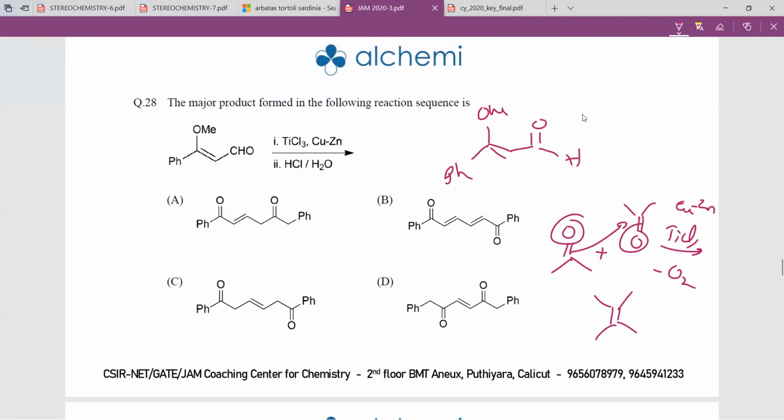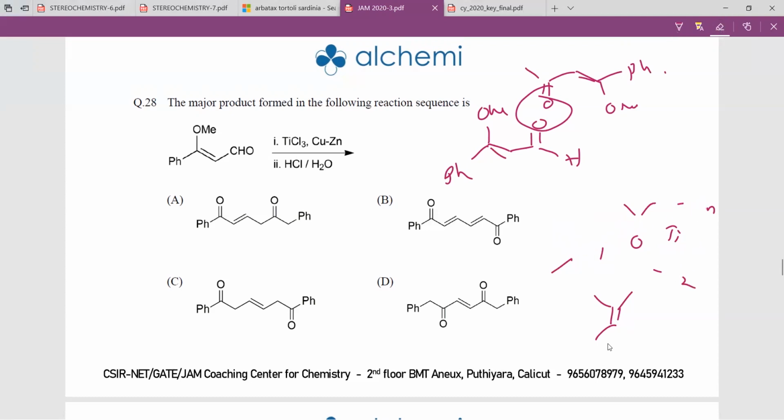Here in this case, we should take another molecule of this type. These two oxygens will be removed, and the carbons will form a new bond. So what will be the product you will get? The product will be like this.